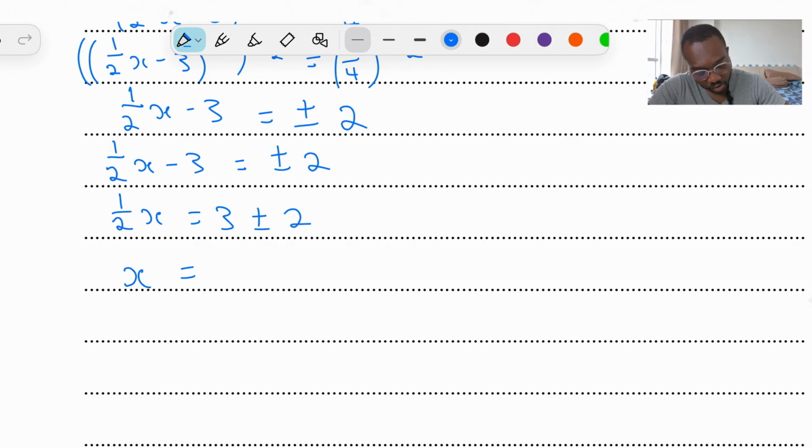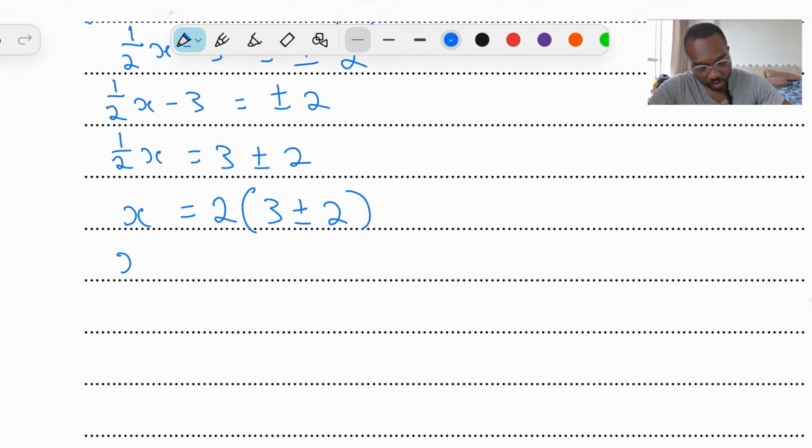So that's x over 2. So that will be 2 times 3 plus or minus 2. Okay, and those two values, if we work that out, well, we have one value which would be 3 plus 2. That would give me a 10. Okay, so we know that the other stationary point is 10.